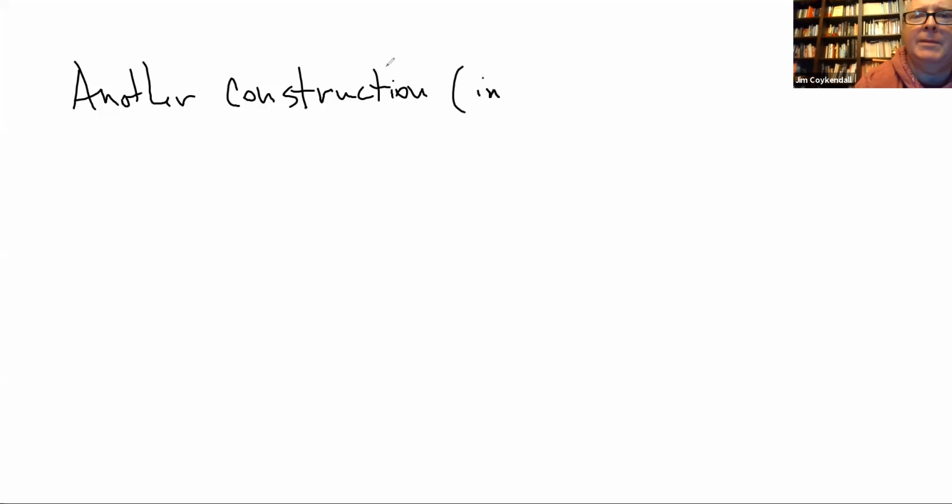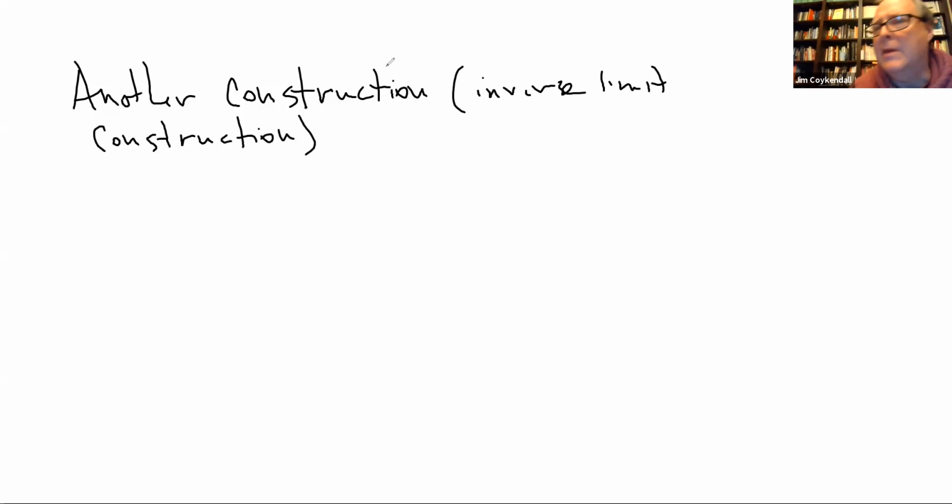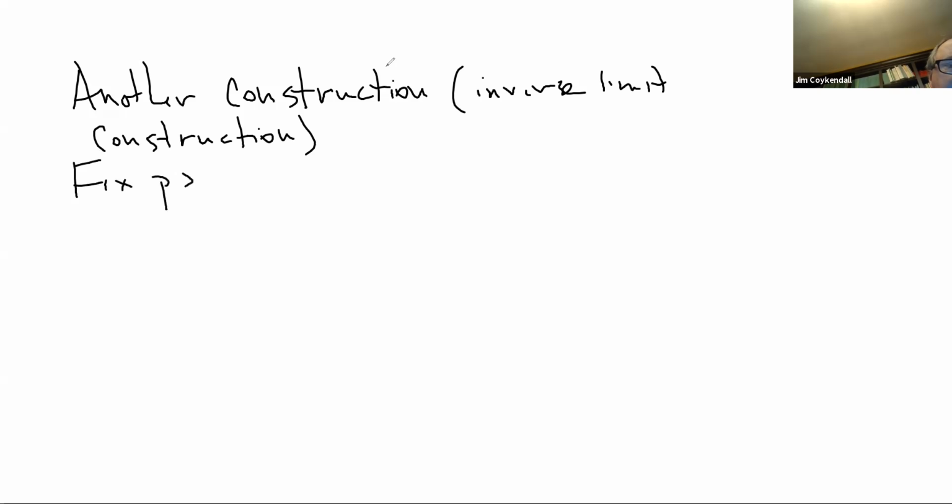This is an inverse limit construction. And the inverse comes from the direction the maps are pointing. And hopefully I'll clarify that later. Fix p prime. And like I said, I'm going to make this really kind of, my hands are getting dirty kind of construction.